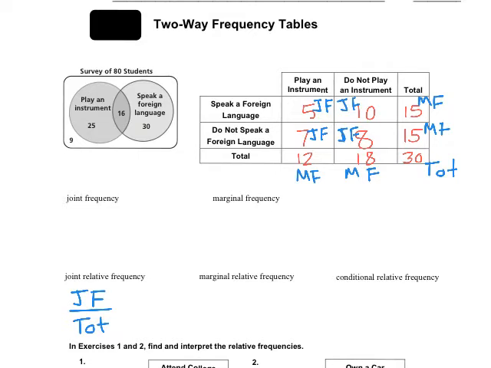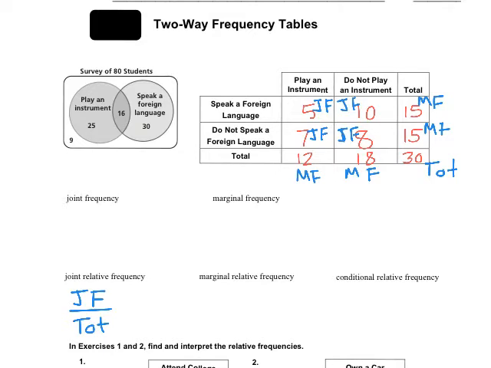So let's say I want the joint relative frequency of a person that speaks a foreign language and plays an instrument. So speak a foreign language and plays an instrument, and I want the joint relative frequency. So the joint frequency is 5. The joint relative frequency would be 5 over 30. Okay? So the joint frequency is 5. The joint relative frequency is 5 over 30. So when you throw that word relative in there, that's when you're looking for the ratio.